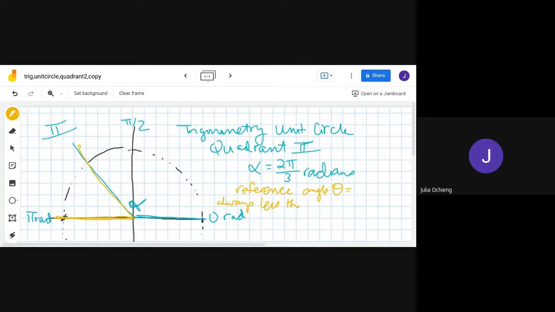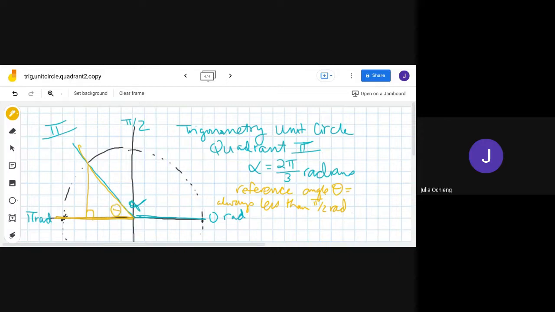Always less than pi over 2 radians. Okay, all right, because it's always less than pi over 2 radians, you can draw a right triangle with it. So I'm going to draw a right triangle right here. And that's the reference angle right there, theta.